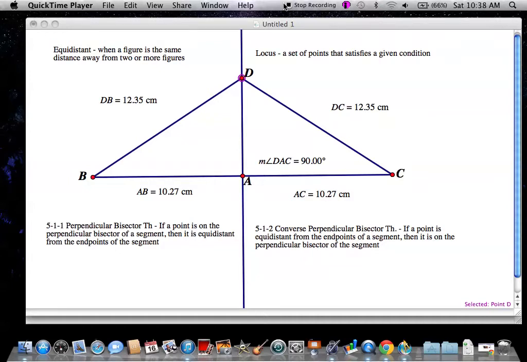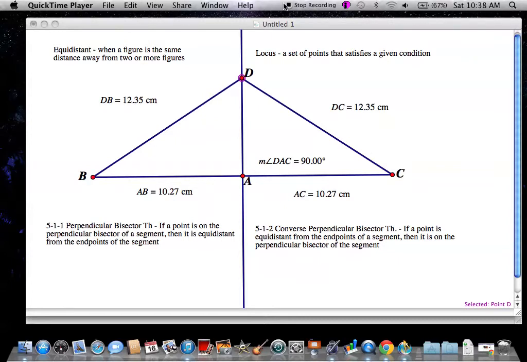Chapter 5, Section 1 is perpendicular and angle bisectors. There are two definitions we're going to use, equidistant and locus, and we have four theorems. One is the perpendicular bisector theorem, another is the angle bisector theorem, and the other two are simply the converses of those two theorems.